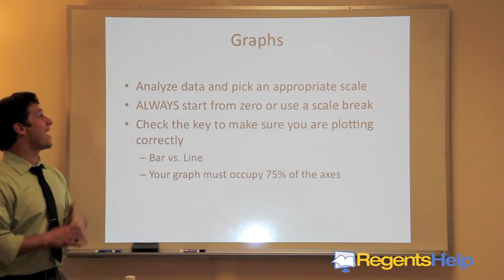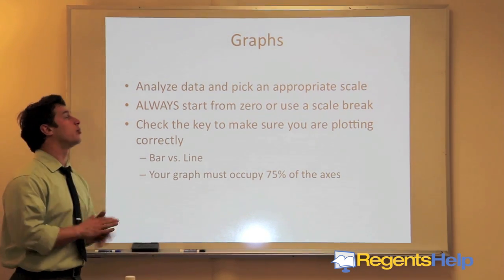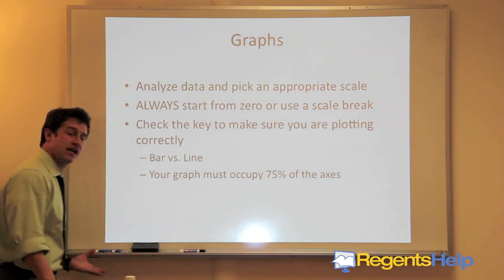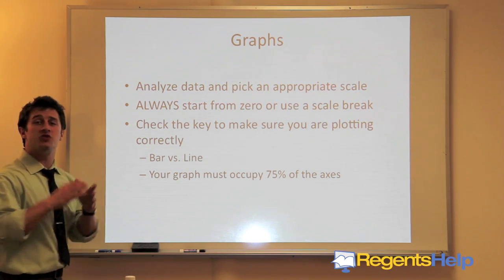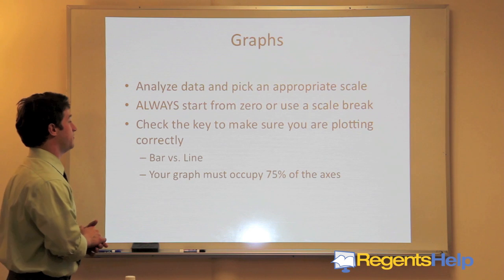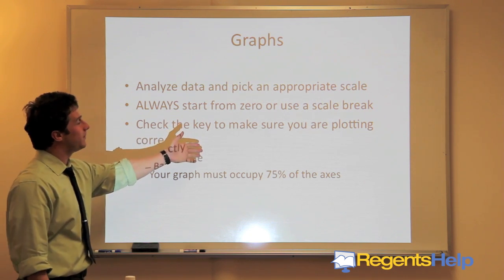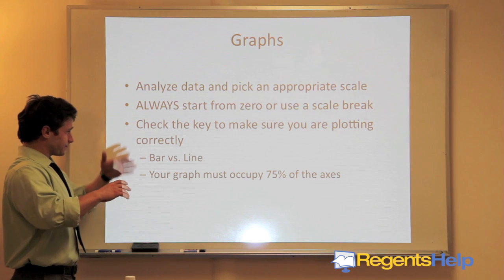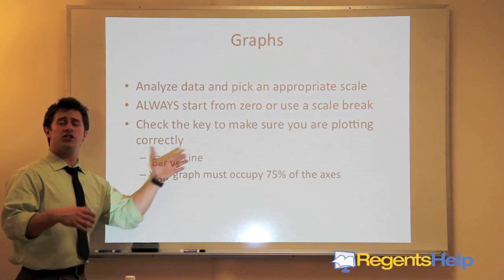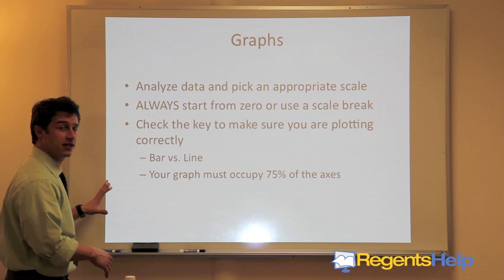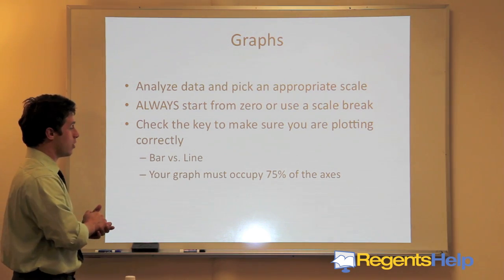So the graphs, you're going to analyze the data they give you and pick an appropriate scale. Okay, you're going to always start from 0 in the lower left-hand corner of the graph, or you're going to use a scale break, or I call it a squiggly line if you do not start from 0. Okay, you're going to check the key to make sure you are plotting correctly, and the Living Environment Regents will actually tell you if you're going to be plotting a bar versus a line graph. There'll be a little key, and it'll show you exactly how I want you to plot it.